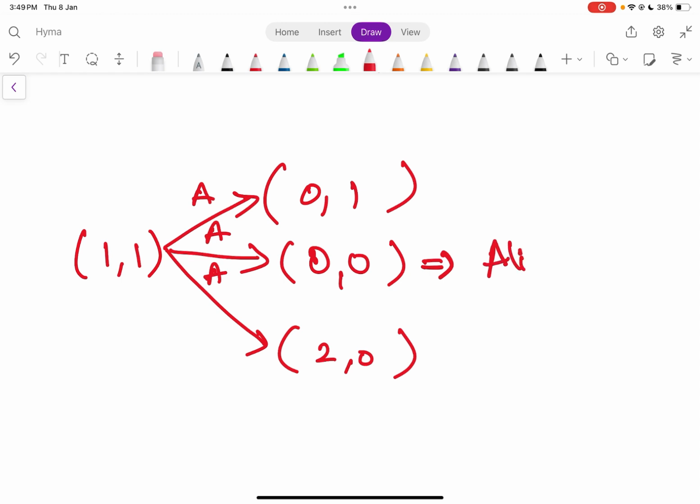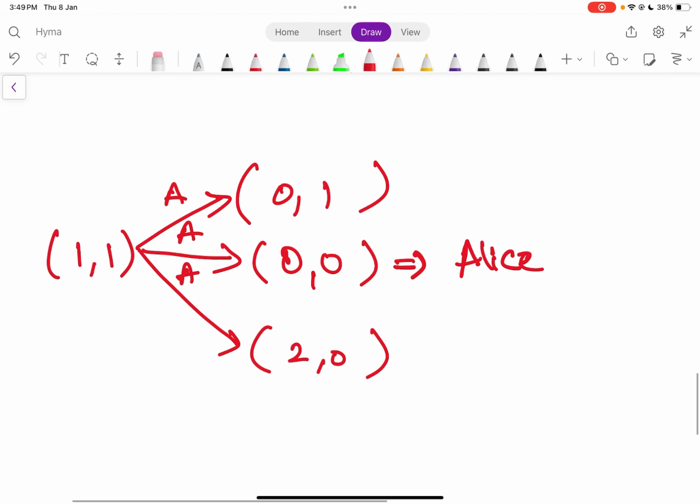The answer is still Alice because, when we previously discussed, we came to a conclusion that whenever the y value is 0, the answer is dependent on x. If x is even, the answer is Bob. If x is odd, the answer is Alice. This condition is only possible when the next player is Alice.